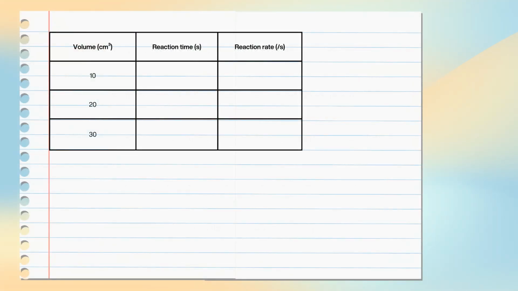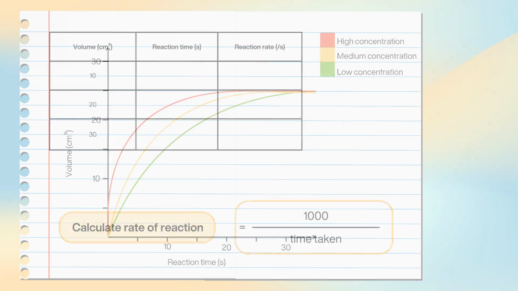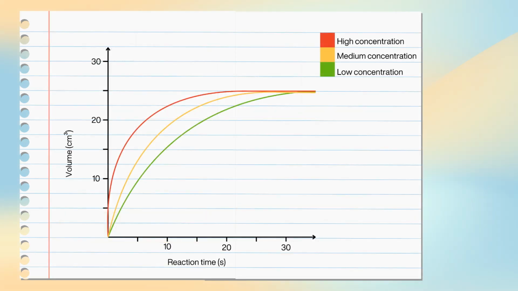We will have recorded our results with a table like the one displayed. This allows us to note the time that each volume of gas is reached. From this, we can calculate the reaction rate using the equation 1000 divided by time taken. For each concentration of hydrochloric acid, we will also plot a graph to show the volume of gas on the vertical axis, the time on the horizontal axis, and a curve of best fit.